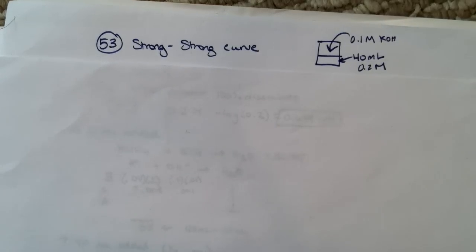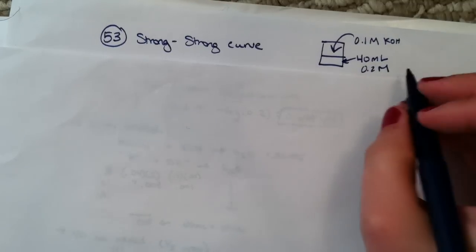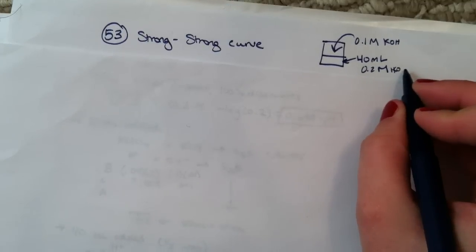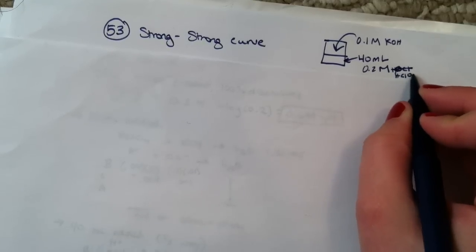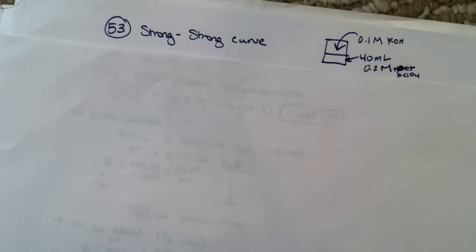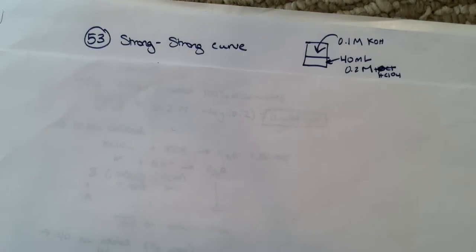Okay, this is number 53 in your homework. It's a strong curve. I have 0.2 molar HClO4 in the beaker, and I have 40 milliliters of it. And I'm adding to it 0.1 molar KOH.